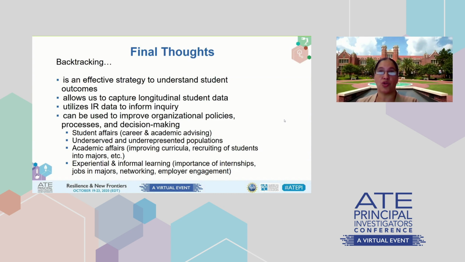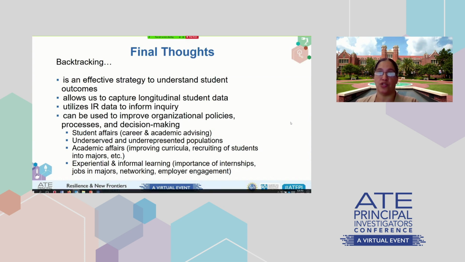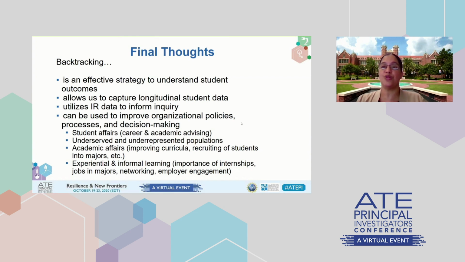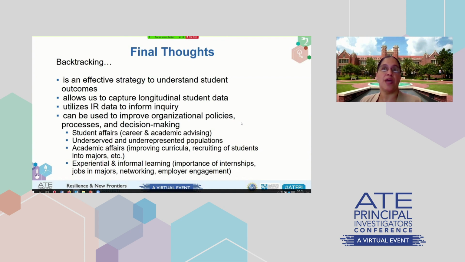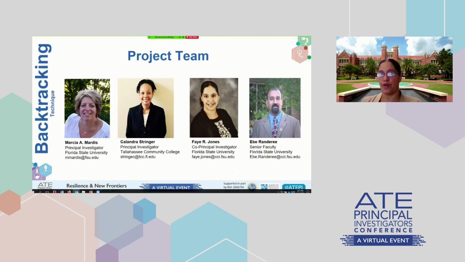So in student affairs, career and academic advising, underserved and underrepresented populations, understanding the resources that help guide them, those hindrances, and how they overcame them. And academic affairs also improving curricula, the recruitment of students into majors, etc. And of course, experiential learning and informal learning like internships, jobs and majors, networking, and of course, employer engagement. So through the backtracking system, there are many types of benefits that we can experience.